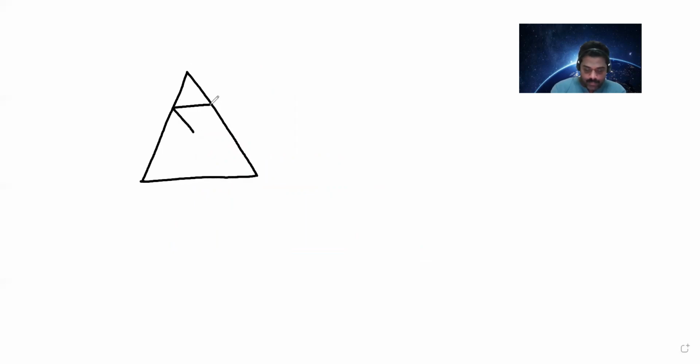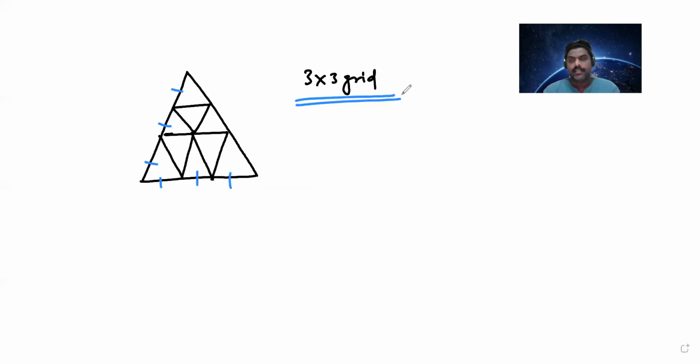Next, suppose a triangle is given like this. This you call a grid triangle. Let us say this is a 3 by 3 grid triangle. See, you have 1, 2, 3, 1, 2, 3. So this is called a 3 by 3 grid triangle. Whenever you see a 3 by 3 grid triangle, how do you find the number of triangles? Write the numbers 1, 2, 3 because this is a 3 by 3 grid.